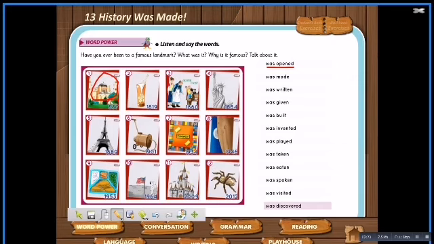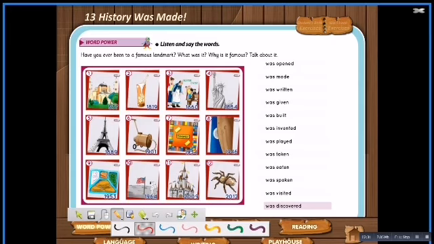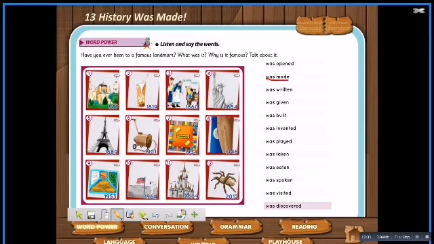Okay. Number 2. Was made. صنع. This is a fizzy drink. Fizzy drink مشروب غازي. Fizzy drink was made in 1819.